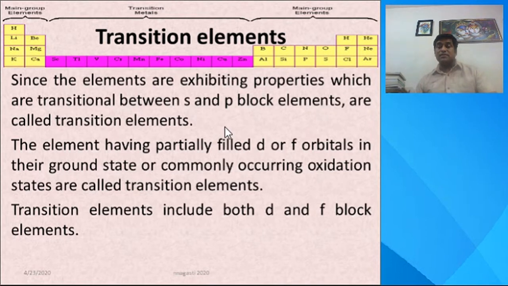Now next question is how to define these transition elements. As a definition we can say the elements having partially filled d or f orbitals in their ground state or commonly occurring oxidation states are called transition elements. Transition elements include both D and F block elements.